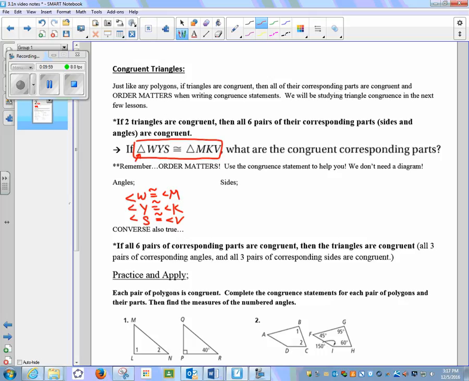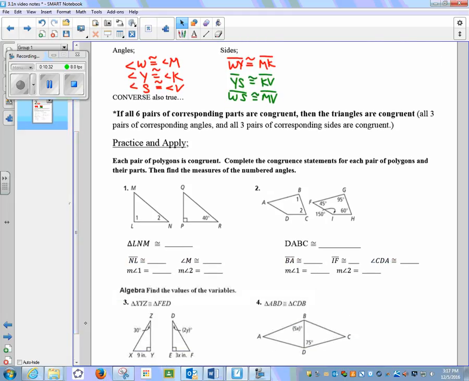And then the sides, you would have WY, first two letters goes with first two letters. So WY congruent to MK. Second two letters, YS congruent to KV. And then first to last, WS congruent to MV. And again, you could have done SW to VM. All right, good. Now, if we're talking about triangles, we're talking about 3 pairs of congruent angles and 3 pairs of congruent sides. So there's really 6 pairs of corresponding parts.